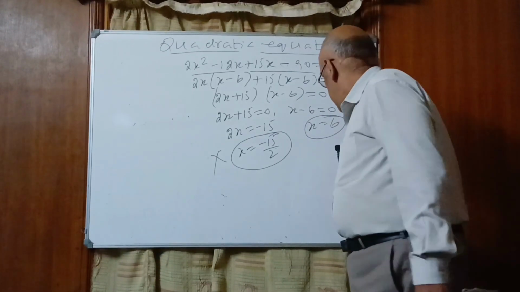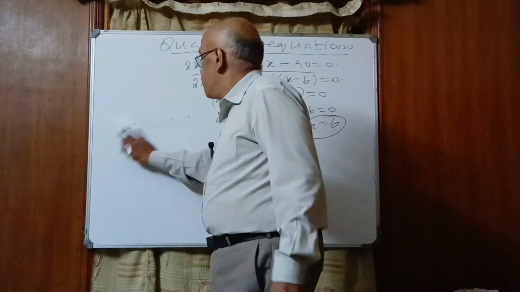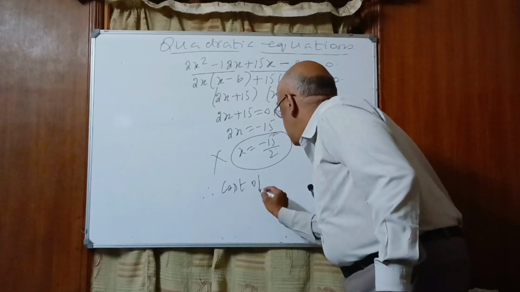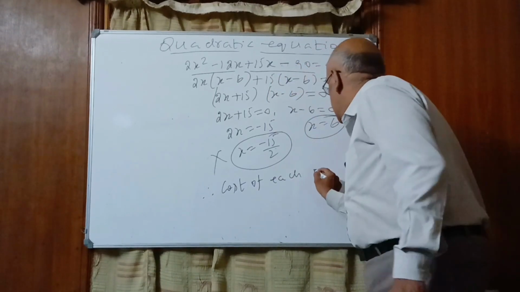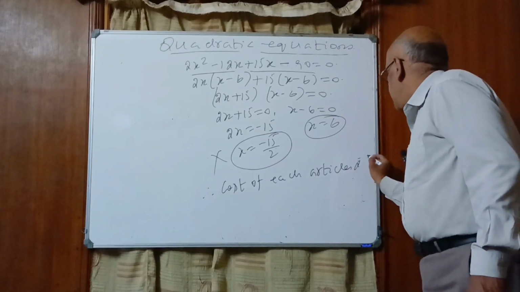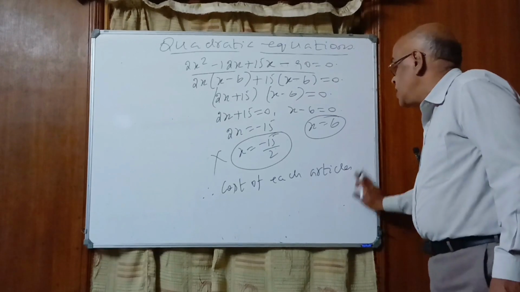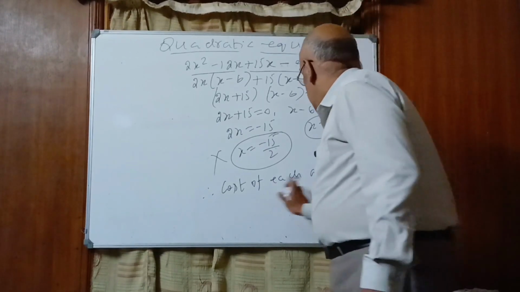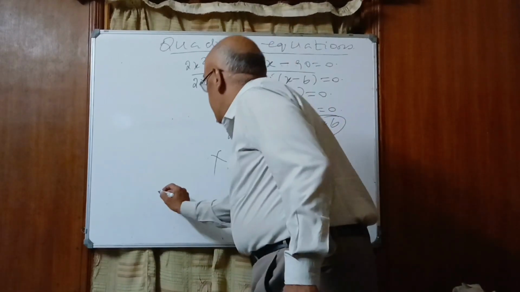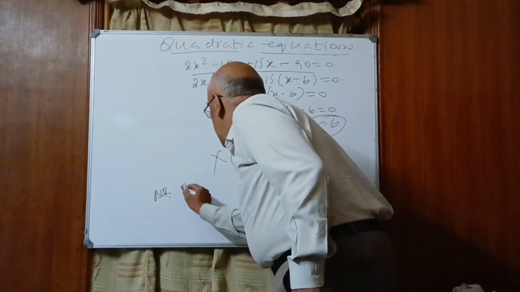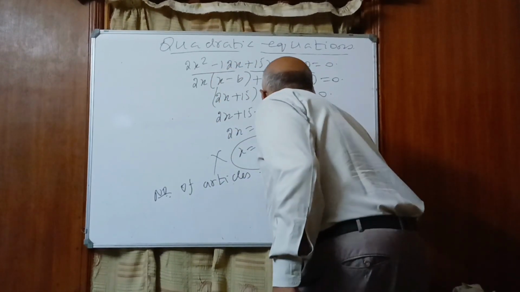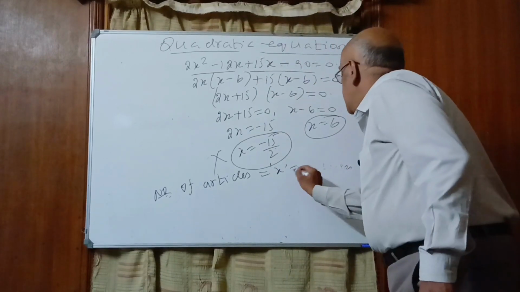Therefore, the cost of each article is how much, children? No, the number of articles produced is not the cost of each article. First one is what, children? The number of articles produced is equal to x, which is equal to 6.